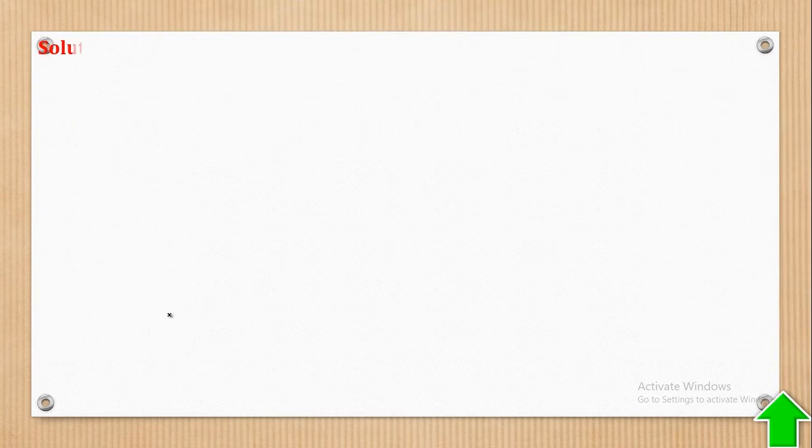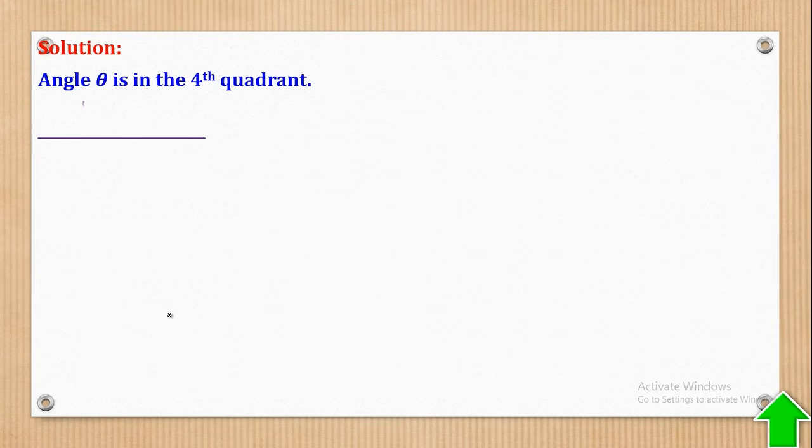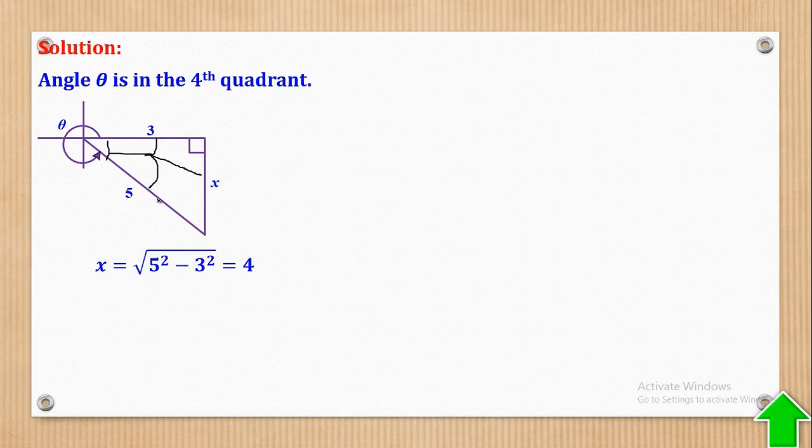We shall remember that cos is equal to adjacent over hypotenuse. So we shall draw our right angle triangle in the fourth quadrant and put the angles here. Opposite is not known, the adjacent is 3 and the hypotenuse is 5. Therefore we shall use Pythagoras theorem to come up with the opposite, which is 4. Therefore we shall answer the question.